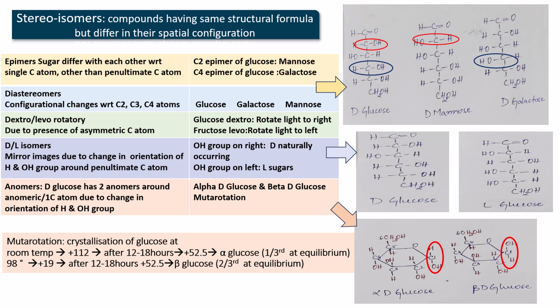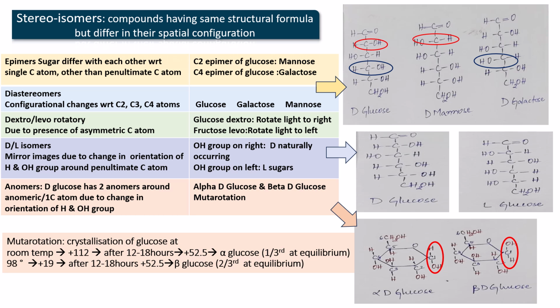And when the glucose is crystallized at 98 degrees, initially it shows an activity of plus 19, and when kept for 12 to 18 hours, the activity changes to plus 52.5. Now this plus 19 activity is because of beta D glucose. Now at equilibrium, 1/3 of the molecules exist in alpha D glucopyranose form, and 2/3 of the molecules are present in beta D glucopyranose form.